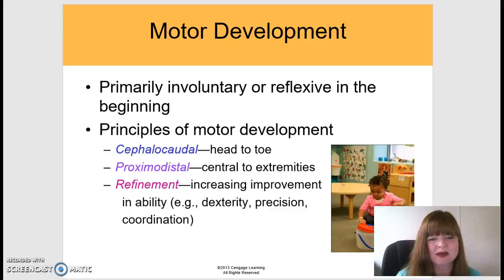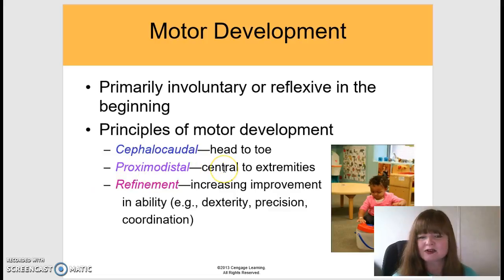Okay, motor development. If we specifically look at this, motor development is primarily involuntary or reflexive in infants. We talk about some of the reflexive instincts that babies are born with. Principles of motor development: there are 3 different ways we look at this. Cephalocaudal is that motor development occurs head to toe. In other words, a baby can normally move their head on purpose from fairly younger than they can move their legs and their feet, realizing they are their own.